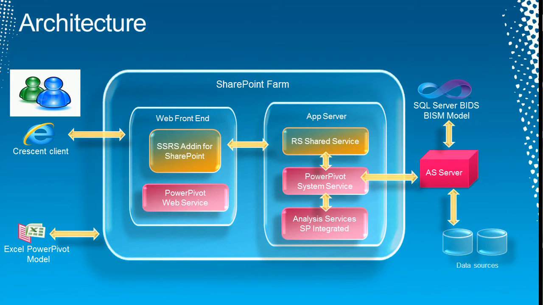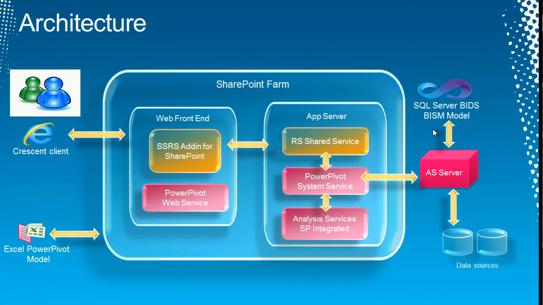The Crescent client is a Silverlight client. It's over here on the left. There are two ways you can get data that Crescent can talk to. You can either have a Power Pivot model that sits in Excel, and you publish that model to SharePoint and launch it from there, or you can create in BIDS a model that you can publish to the AS server, and then all your data is cached on the AS server.